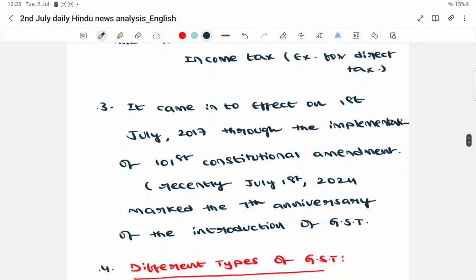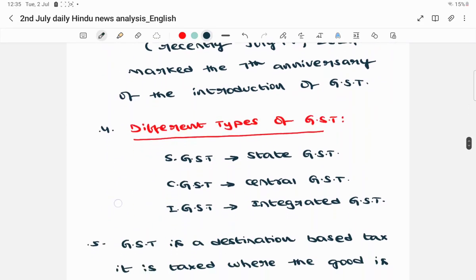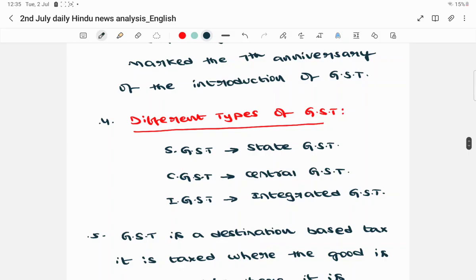Recently, July 1st, 2024 marked the 7th anniversary of the introduction of the GST. So definitely you can expect a question on this GST also. And there are different types of GST, friends. We have SGST, CGST, as well as IGST.